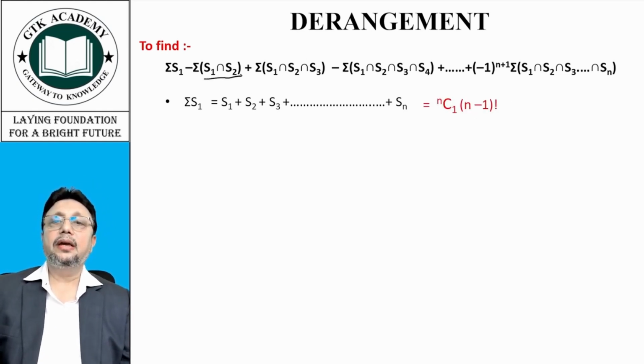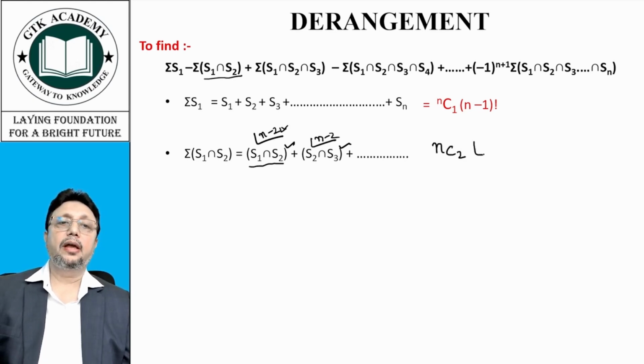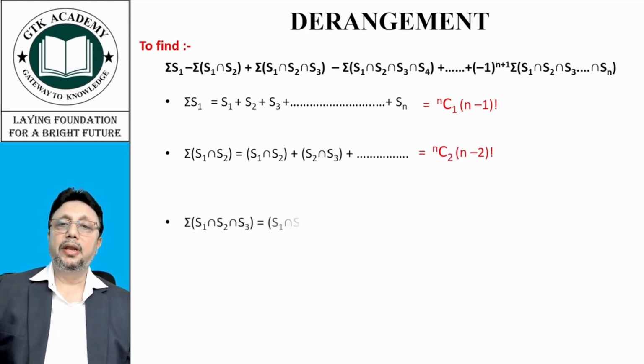Now what will be this term? Sigma S1 intersection S2. Now if you have put 2 at its correct place, then the remaining can be arranged into factorial n minus 2 ways. Here also factorial n minus 2. And what is the number of these terms? 1, 2. Combination of n things taking 2 at a time, and every term will have factorial n minus 2 elements. This one. So similarly for 3, and so on.